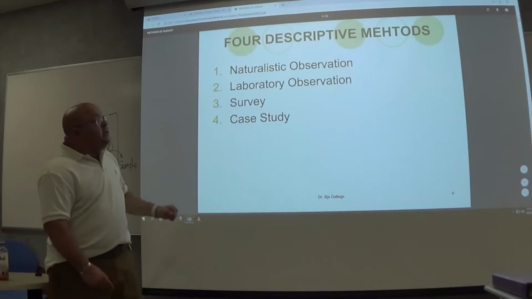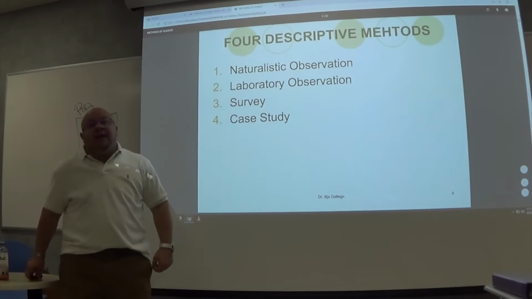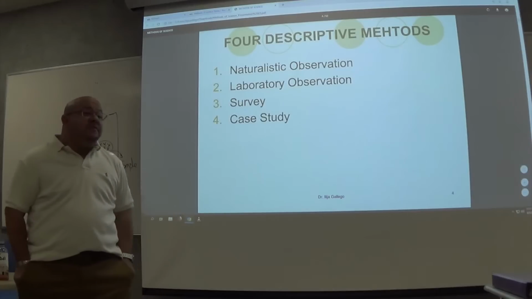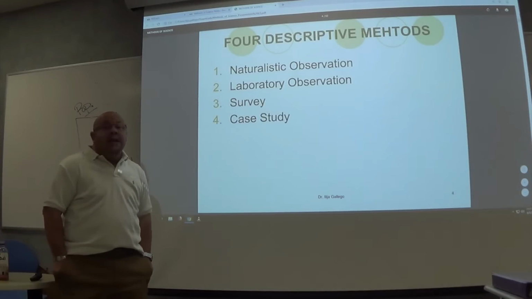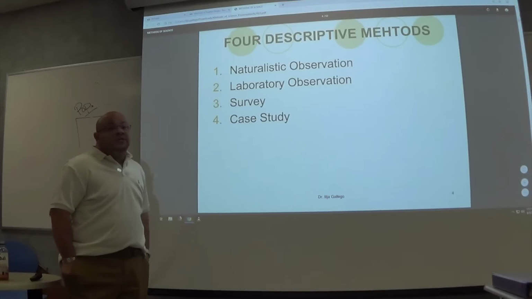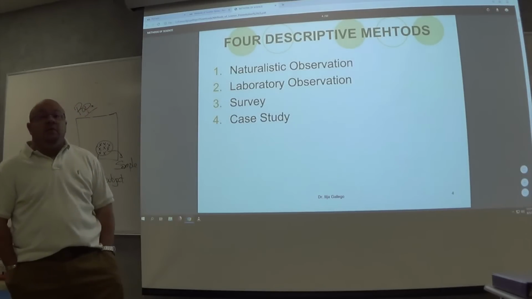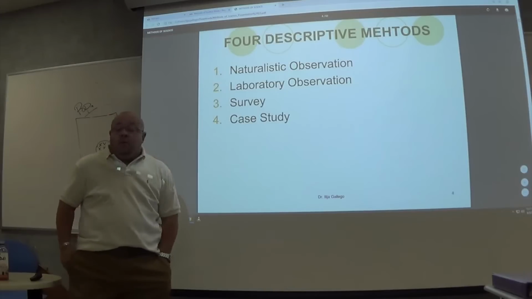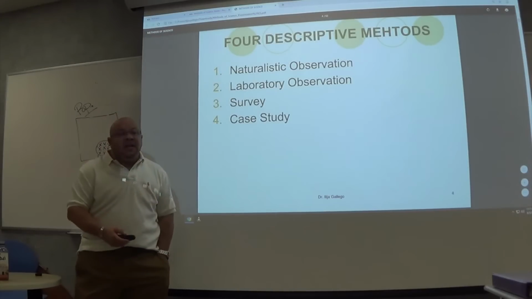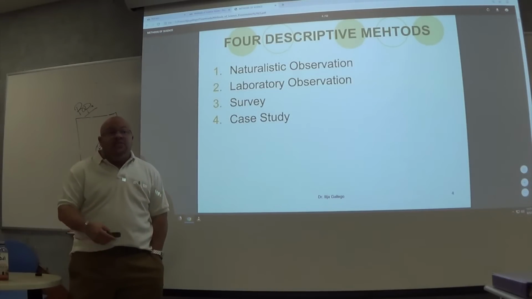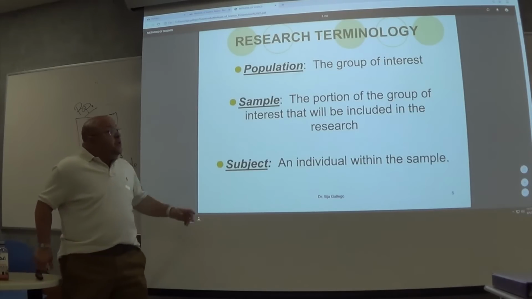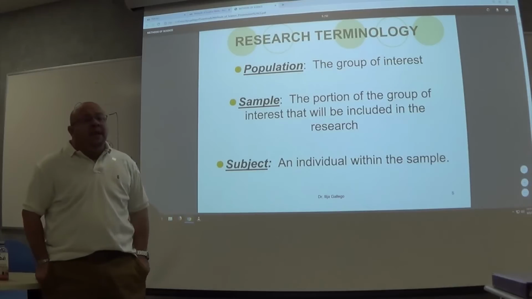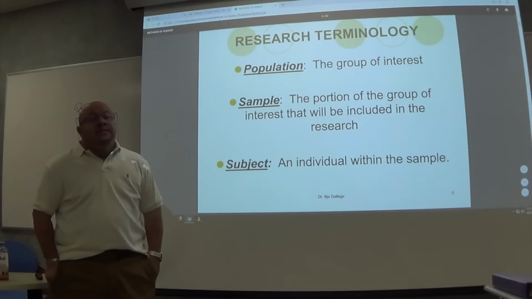So we're going to talk about each of these descriptive methods today at length, which are laboratory observation and naturalistic observation, survey, and case study. Okay? But before we go through each of these and explain how we do them and what their strengths and limits are, we are going to discuss some terminology that's used in research, okay? Some very basic terminology. So the words are population, sample, and subject.